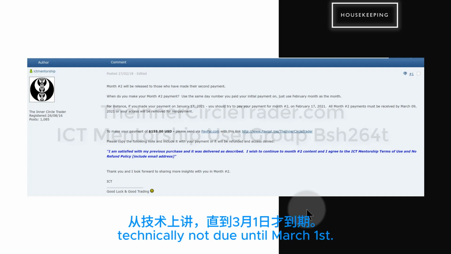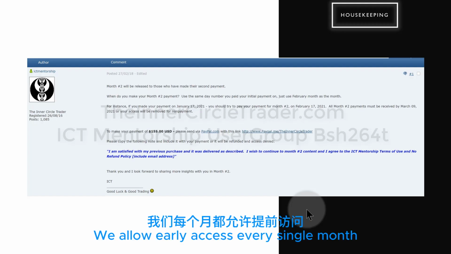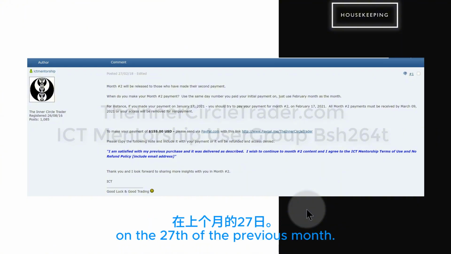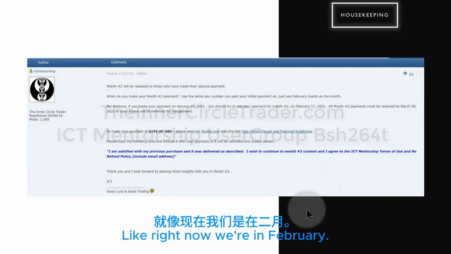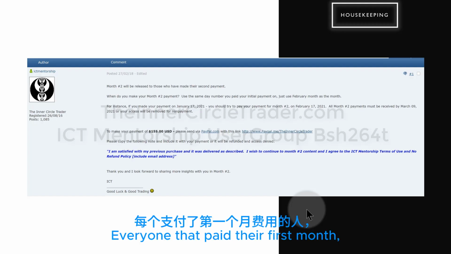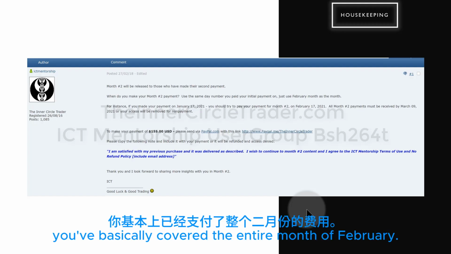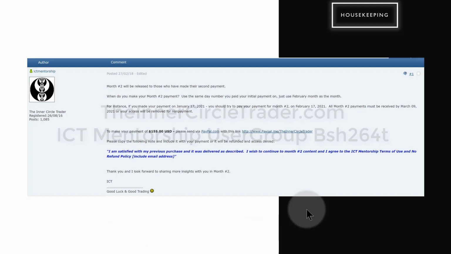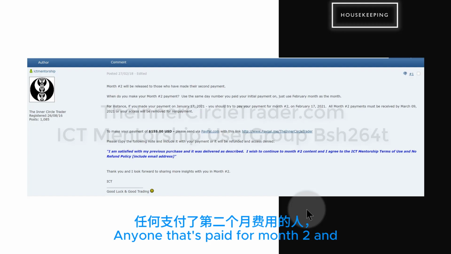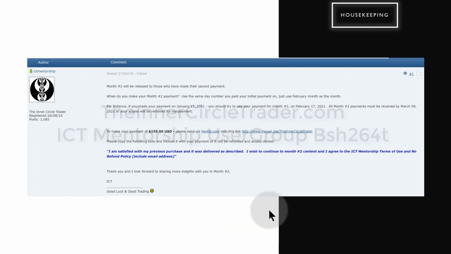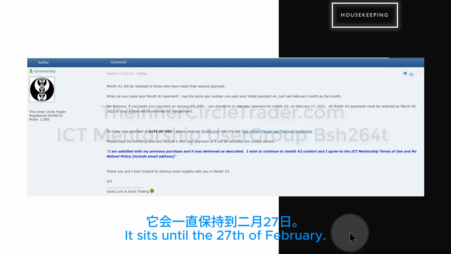Month 2's payment is technically not due until March 1st. We allow early access every single month on the 27th of the previous month. Like right now, we're in February. Everyone that paid their first month, you've basically covered the entire month of February. Okay? Anyone that's paid for month 2 and has included this payment note down here, you are in idle. It sits until the 27th of February.